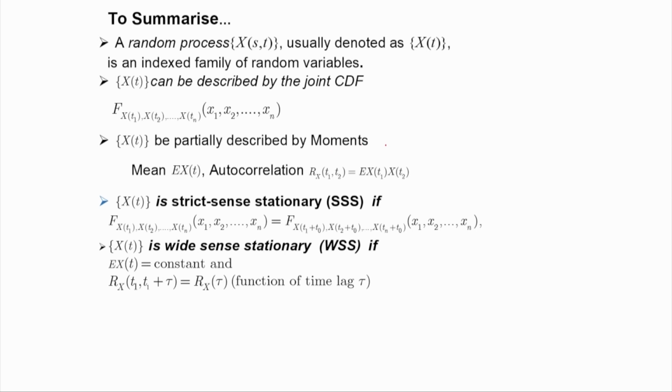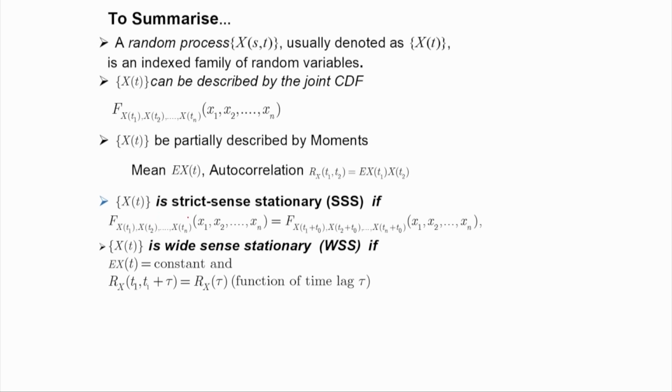That way, we describe the random process in terms of its moments, like mean E of xt and autocorrelation function Rx(t1, t2). This is nothing but the expectation of x(t1) into x(t2). So, this mean and autocorrelation are two important parameters of a random process. Next, we define the stationarity.